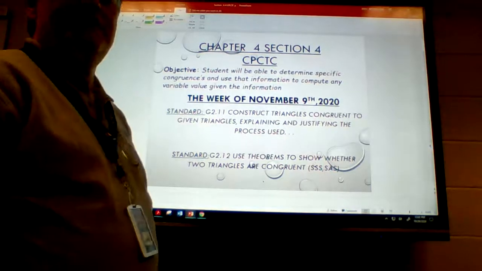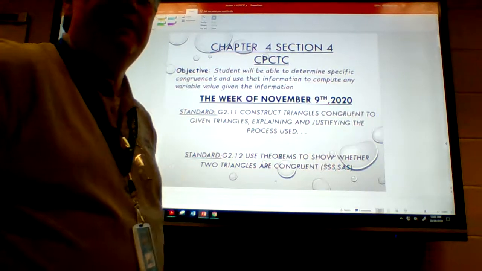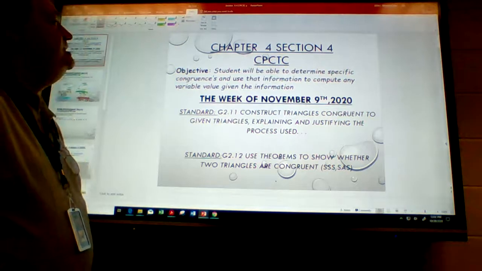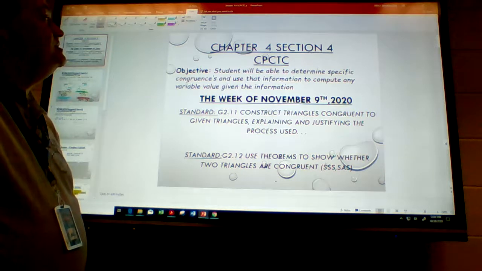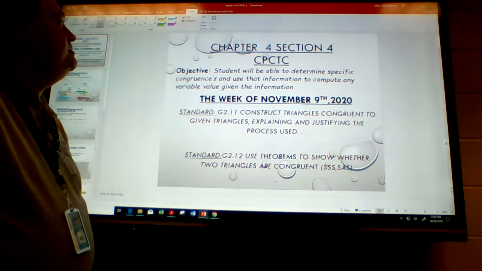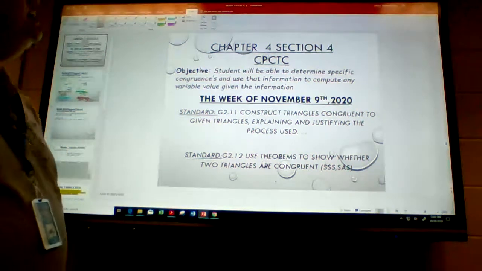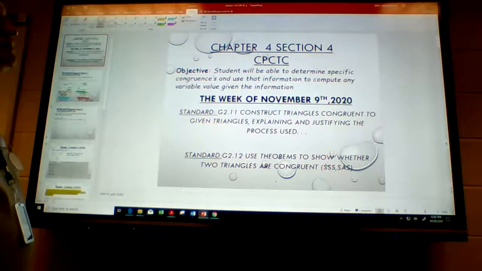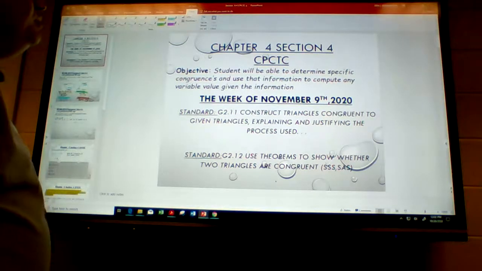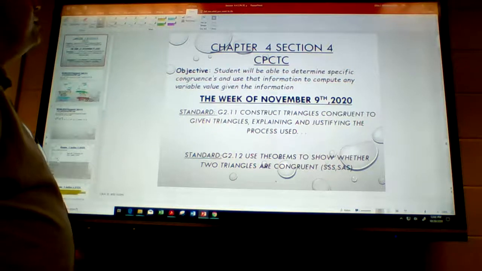Okay, folks, we're going to talk about section 4-4, which is CPCTC. Now, you're going to find out what that means here in just a little bit, but today you're going to be able to determine the specific congruences and use that information to compute any value given the information. And you see we're going to be using standards 2.2, 2.11, or 2.12.